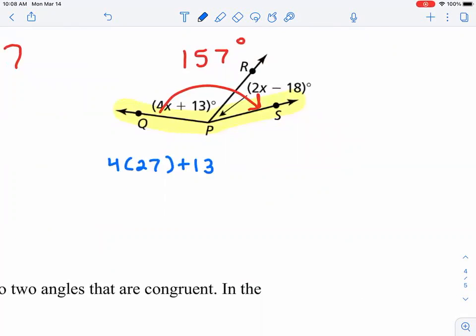All right, so again, we could use our calculator. 4 times 27. Well, 4 times 25 is 100. 4 times 27 would be, very good, 108. So 108 plus 13 is 121 degrees. That is the measure of angle QPR. Ran out of space there. The measure of angle QPR.